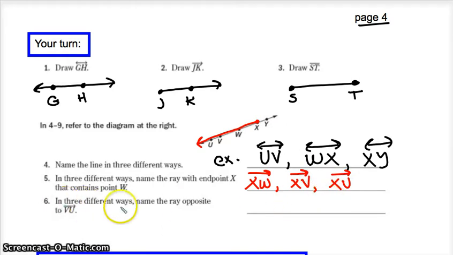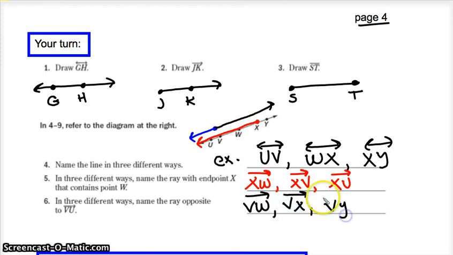Lastly, name the ray opposite to VU in 3 different ways. So VU is this ray down here. The ray opposite to VU, I'm going to do in black. It means it's going this way. So the ray opposite to VU has to start with V, but that ray could be VW, VX, or VY.